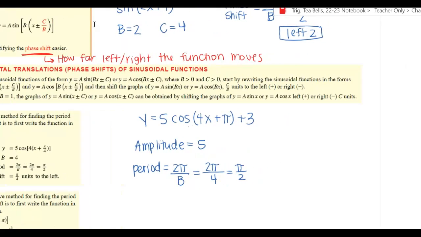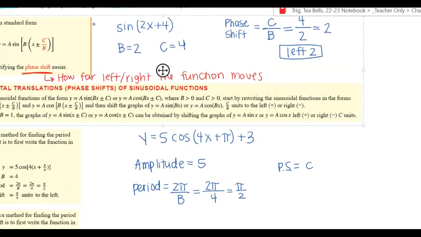Now we have a plus pi on the inside. Anything being added or subtracted on the inside of the parentheses tells us a phase shift, a horizontal shift: how to move to the left or to the right. We figure this out as C over B. C is our constant, pi, what we're adding. B we already figured out is 4. We can't simplify pi over 4, and we don't want to leave it as a decimal by any means. Since it's positive, remember we do the opposite, so we're going to go pi over 4 to the left.